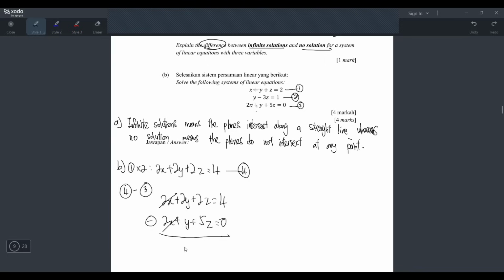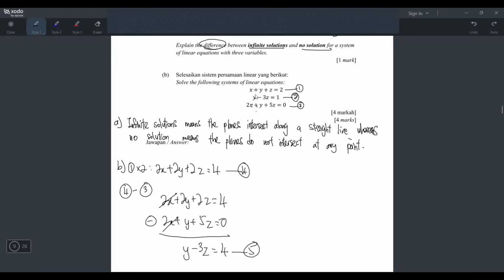What is 2y minus y? It will be 1y. And then 2z minus 5z, 2 minus 5 is negative 3z. And then 4 minus 0 is just 4. I'll call this equation 5. This is a special equation because it has two variables, y and z. Do you remember just now equation 2 also has two variables, y and z? So now I can take equation 2 and equation 5 and eliminate once again.